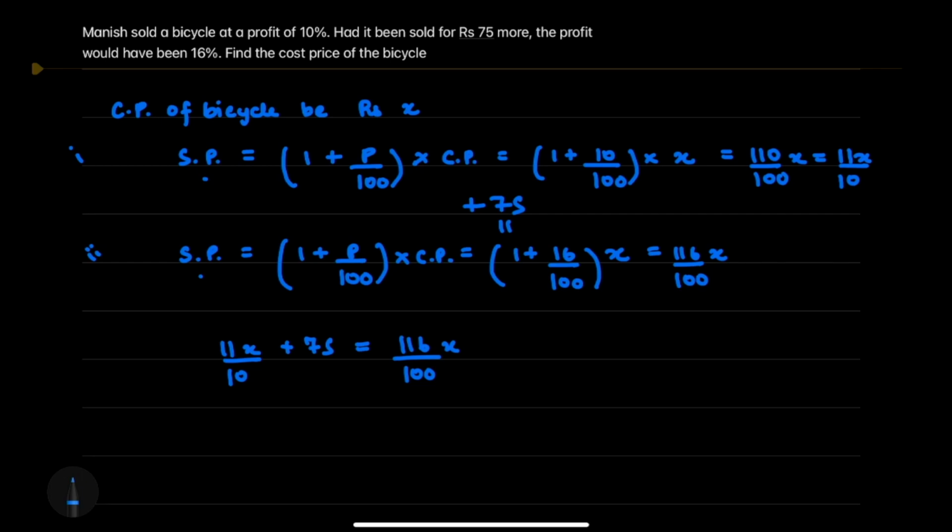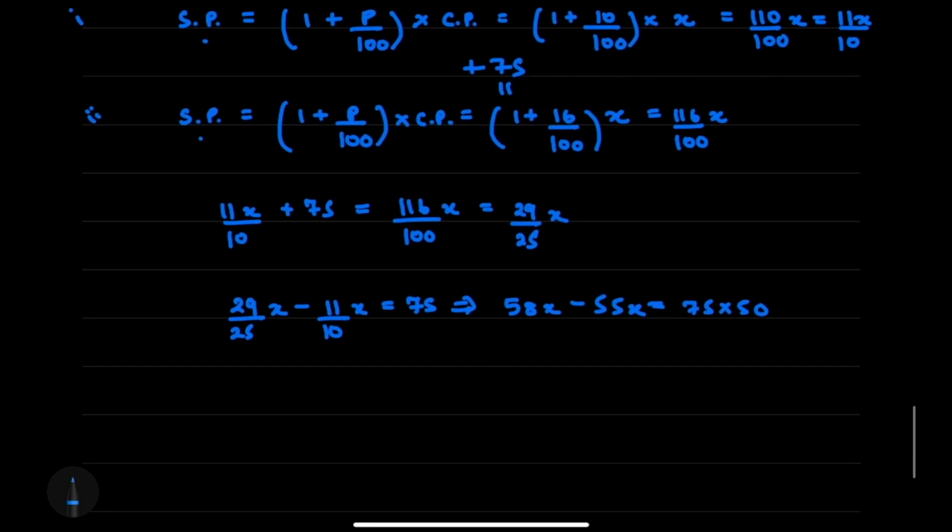Now let's solve for it. I'll just simplify this 116 over 100, which comes out to be 29 by 25 x. And if we solve for x, we get 29 by 25 x minus 11 by 10 x equal to 75. Solving again, we get 58x minus 55x equal to 75 into 50. Yeah, 3x equal to 75 into 50.